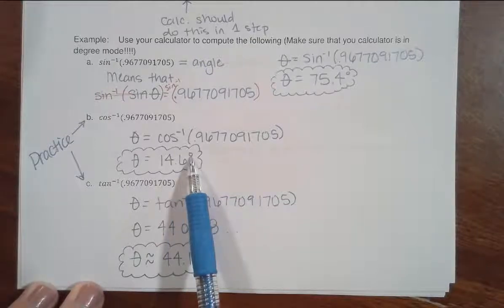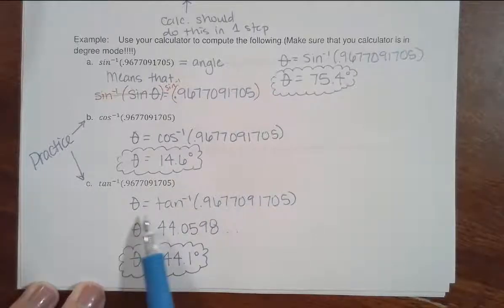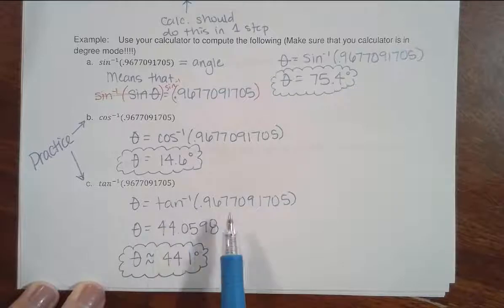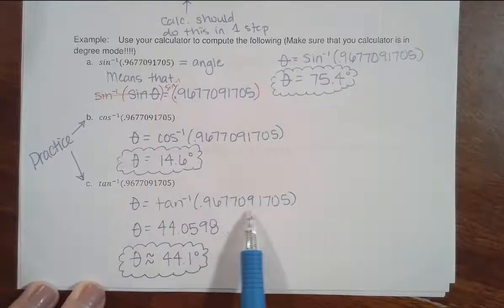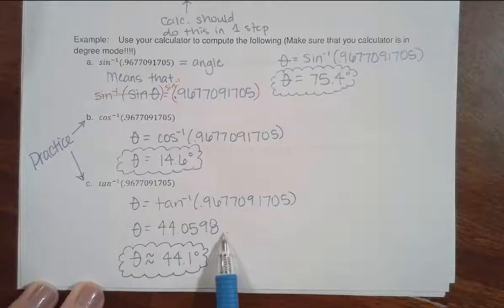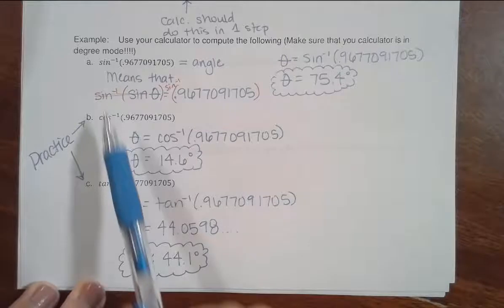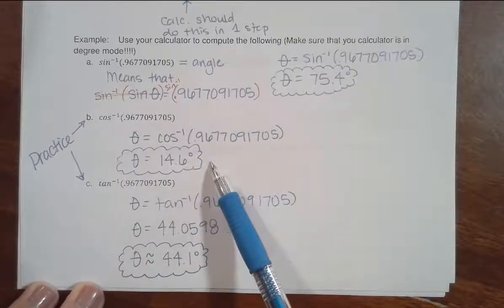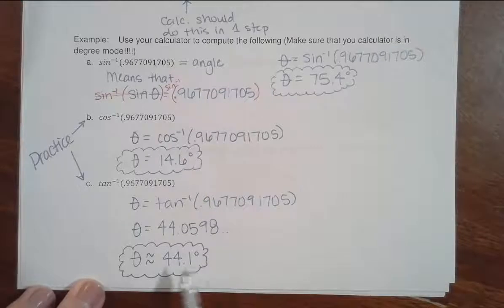Okay. All right, and then for part C, same idea. I always put theta, so I know I'm looking for an angle measure. I'm looking for what angle gave me a tangent value of 0.967, and so on, right? And when I put this into my calculator, this one didn't come out pretty. So the way that I decided to round this to one decimal place is because on part A and part B, they came out to one decimal place answers, right? So I went ahead and just rounded to the nearest tenth on part C, which gives me 44.1 degrees.